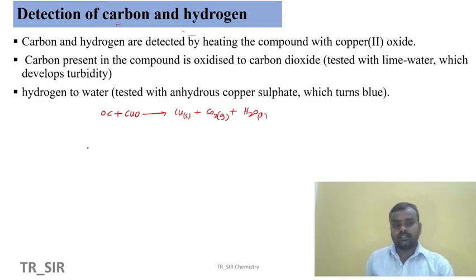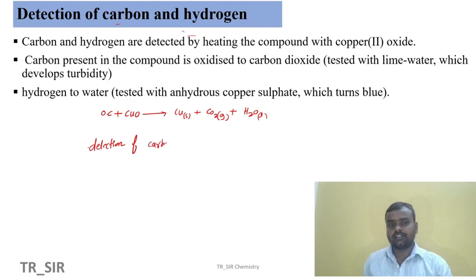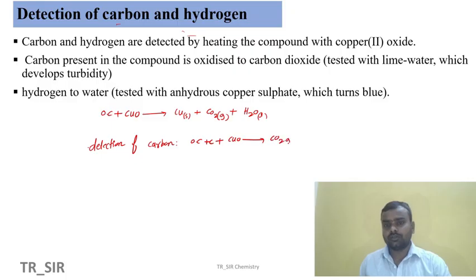Now let us see detection of carbon. How does the detection of carbon look? Let us take an organic compound, and assume that carbon is available in it. We give copper oxide, and carbon dioxide will be produced as well as solid copper. So carbon present in the organic compound gave us carbon dioxide.